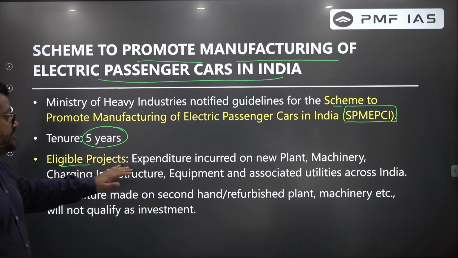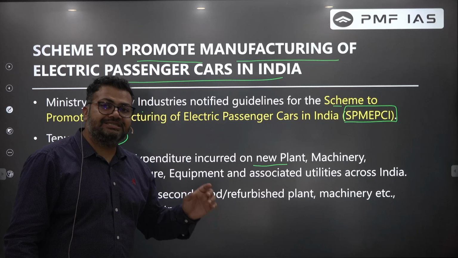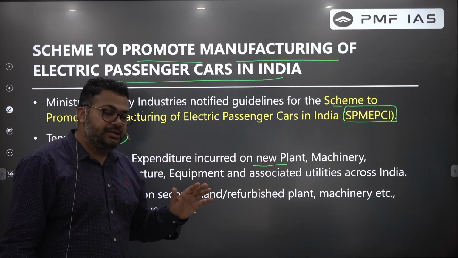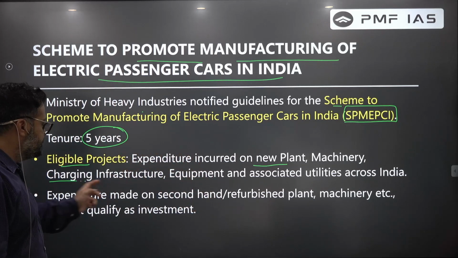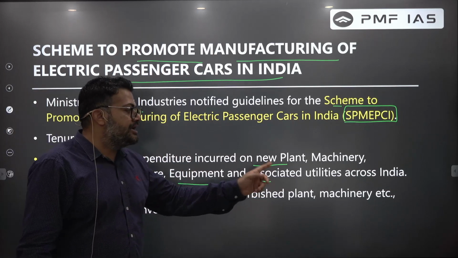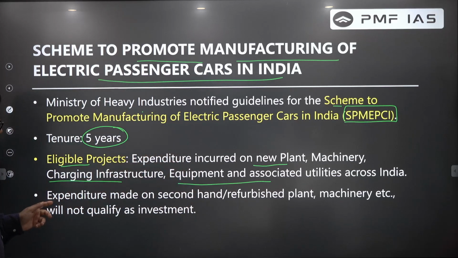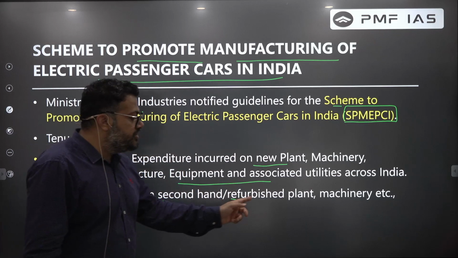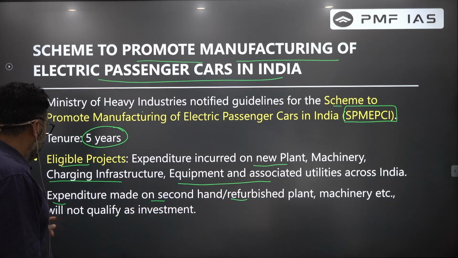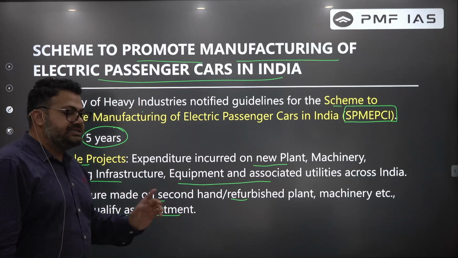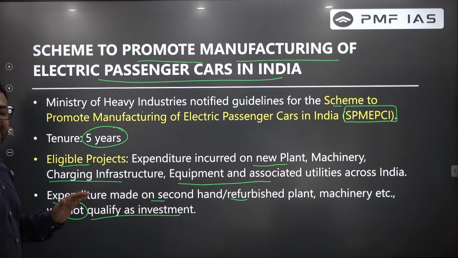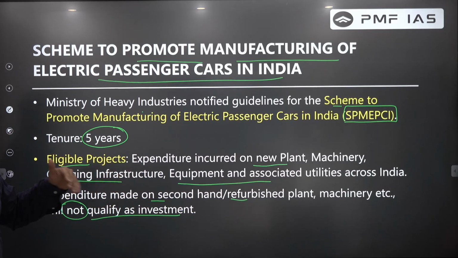So the expenditure incurred on a new plant. This scheme is applied only on a new plant, new machinery, new charging infrastructure, equipment and associated utilities across India. So it is meant only for new initiatives. The expenditure made on second-hand refurbished plants and machinery, etc., will not qualify as investments, right? So if you make any expenditure on second-hand machinery, or if you make a plant for refurbishing second-hand cars, refurbishing the batteries, this will not apply.